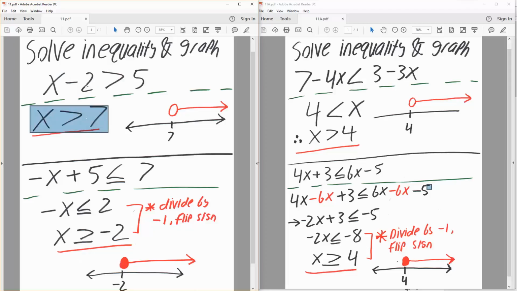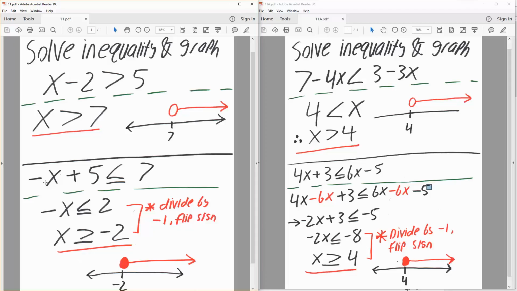And so if we were to graph this inequality, we would have a 7 right here and x is greater than 7. So the arrow would go this way. And an important note, it's not x is greater than or equal to, it's just x is greater than. So it doesn't include 7. That's why we have a circle that's not filled.